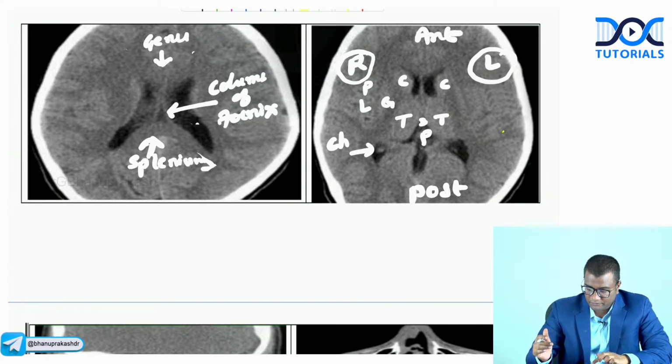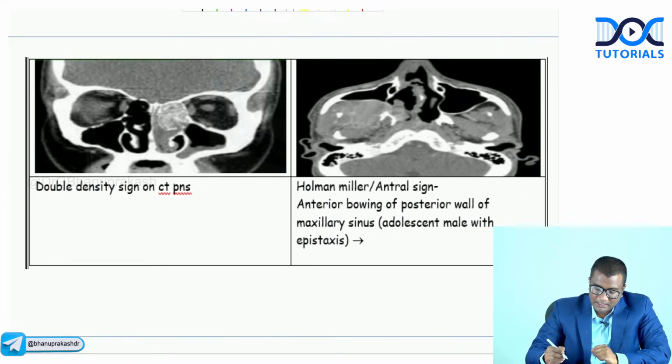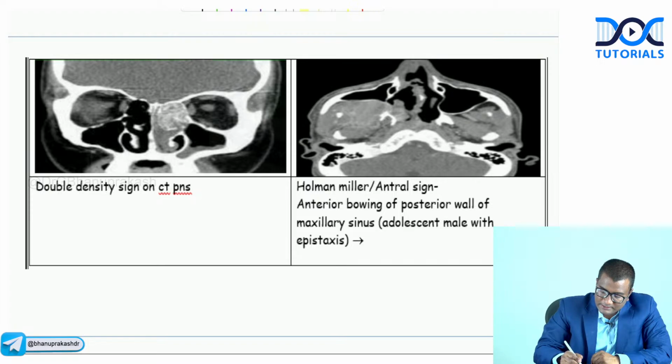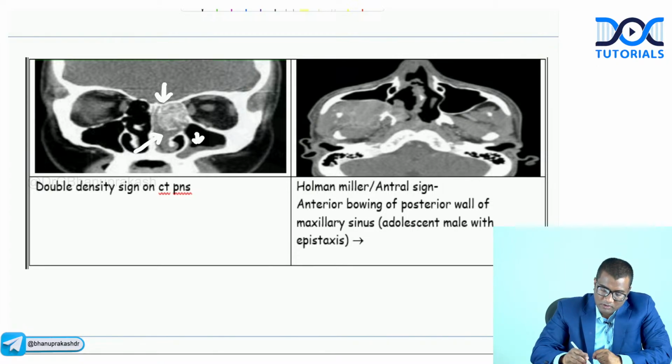Okay, let's go forward. Now some important ENT radiological images are there. So look at this image here. This is a CT scan. You can see the bone is white, the subcutaneous fat is black. Now this is a coronal section showing opacification of your left sinuses. The left ethmoidal and the maxillary sinus show mucosal thickening. And if you see carefully, there are two different densities here. So this is called the double density sign on the CT PNS.